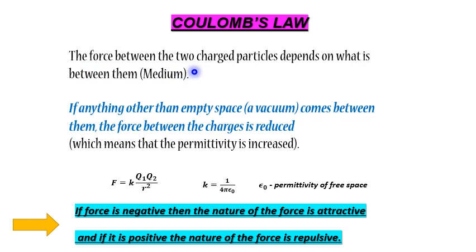The force between two charged particles depends on what is between them. I mean, in which medium we have placed the point charges. If anything other than empty space comes between them, the force between the charges is reduced. Coulomb's constant K is equal to 1 over 4 pi epsilon 0 for point charges placed in vacuum. We know that permittivity is minimum for free space. If you take any other medium, permittivity would be higher, which will reduce the value for K. If the value of K is decreasing, what would happen to the value for F? That also decreases.